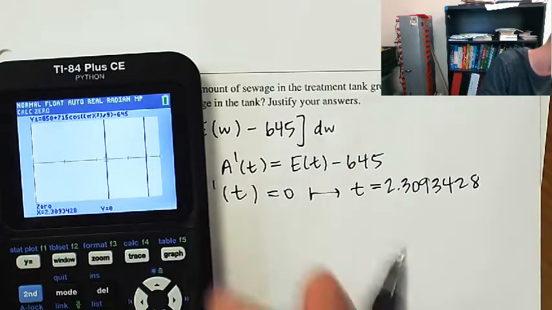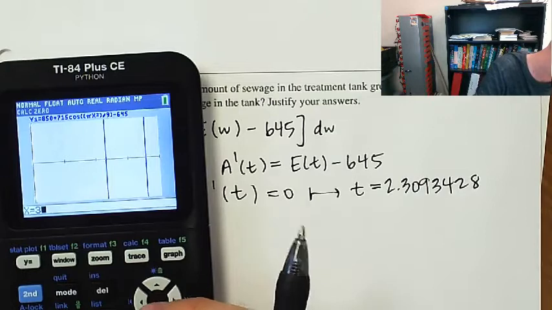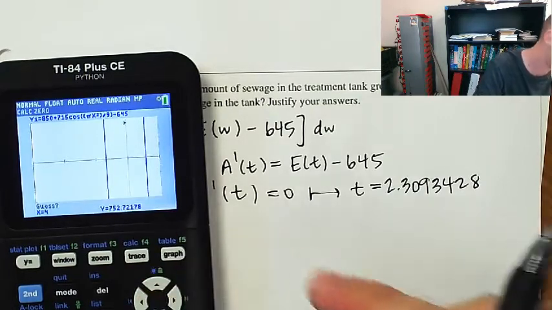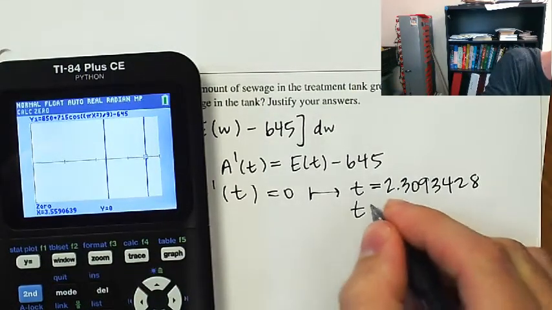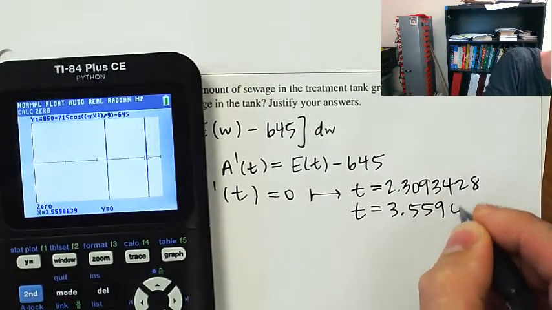And I'm going to copy all the decimals because I don't know how many I need. Okay, the left bound is going to be 3, the right bound is going to be 4 when I find the second 0, and then that will be t equals 3.5590639.